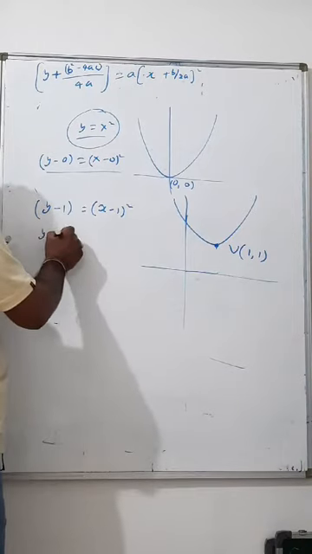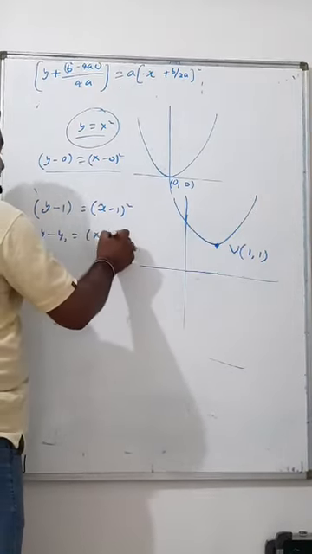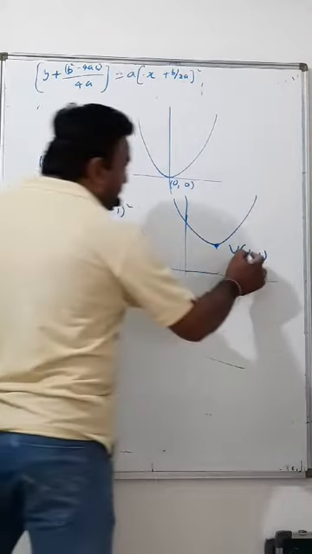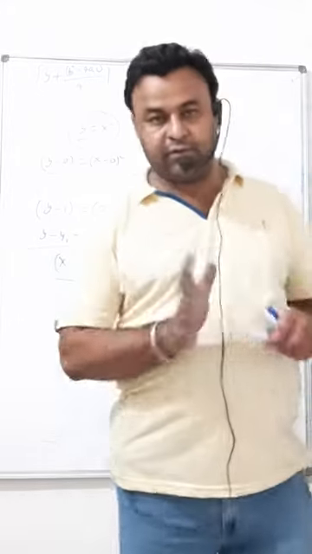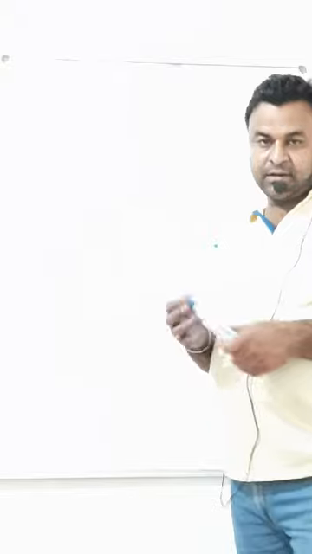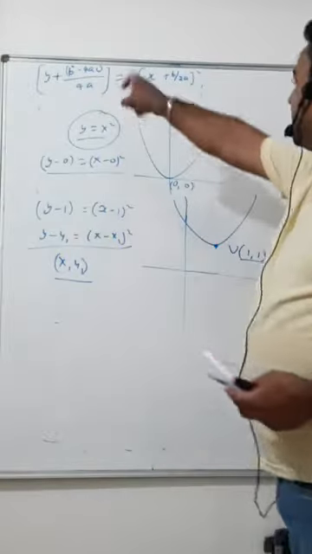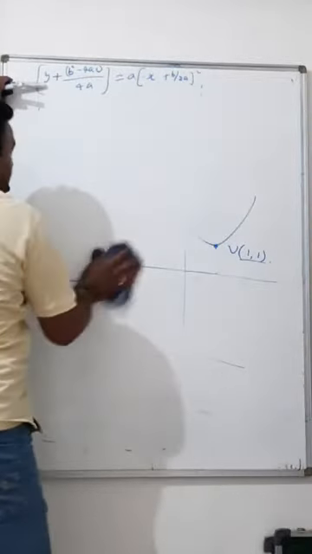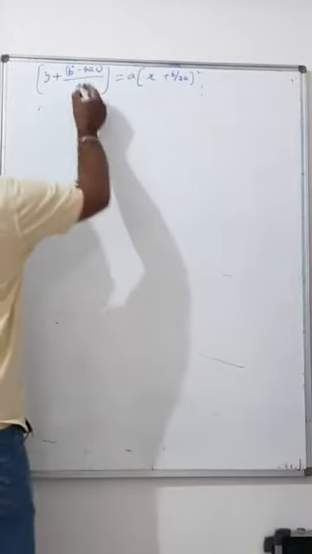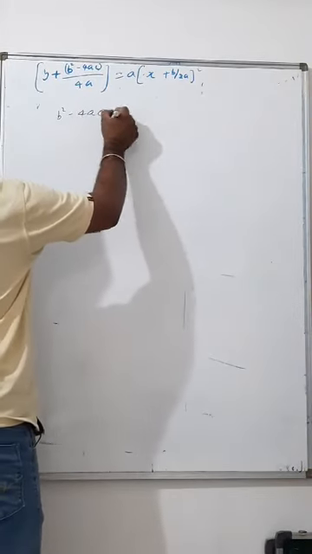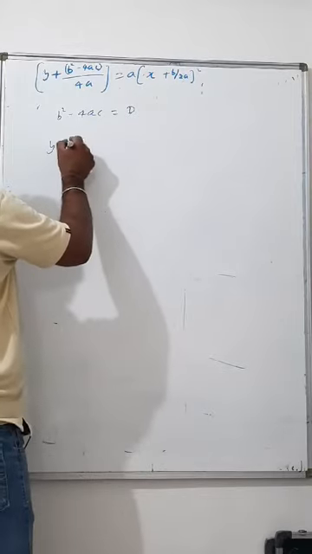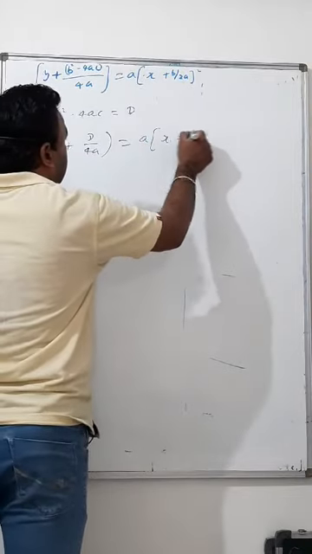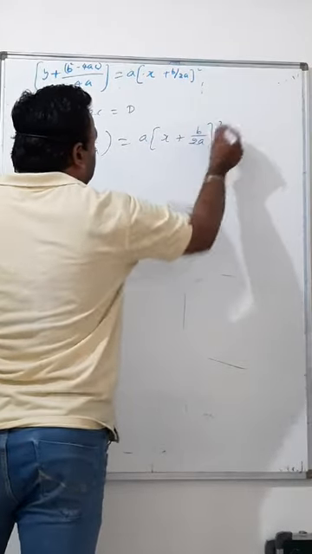I write y minus y1 equals a times x minus x1 whole square, where x1, y1 are the coordinates of this vertex. Easy to understand this parabolic graph, right? Now we have the upper equation. I call b square minus 4ac equal to d. Then it is y plus d by 4a equals a times x plus b by 2a whole square.